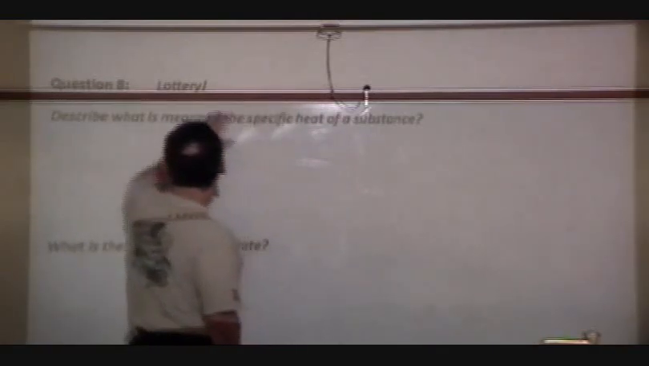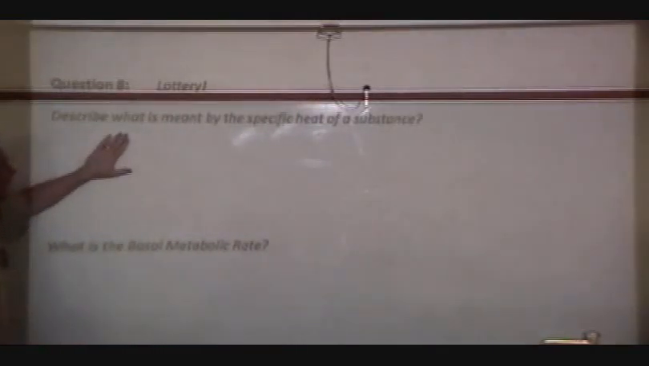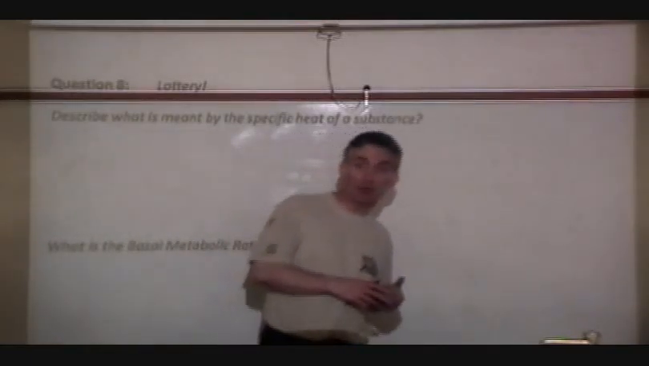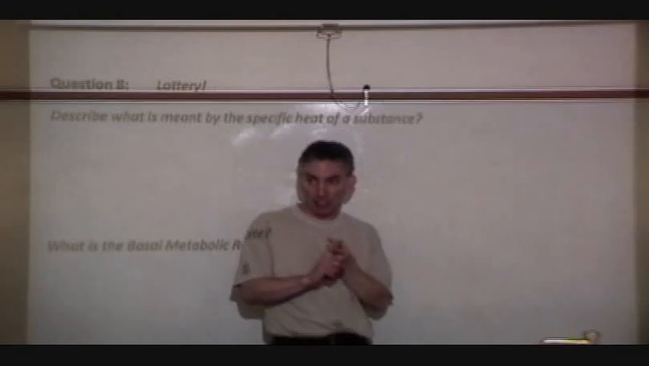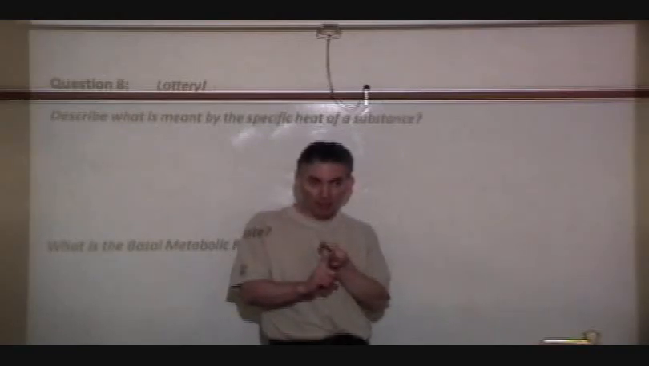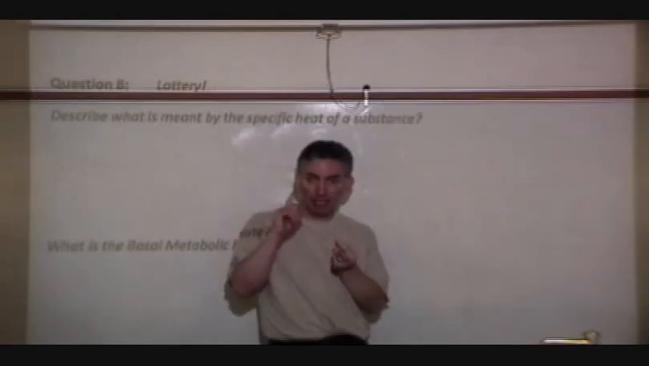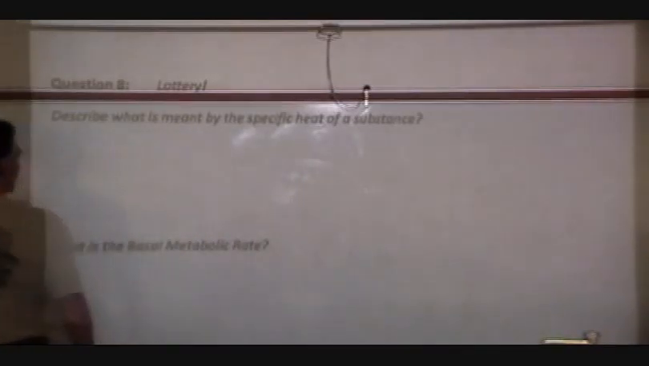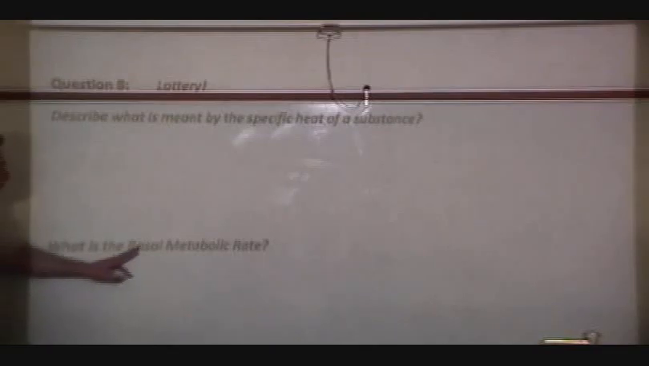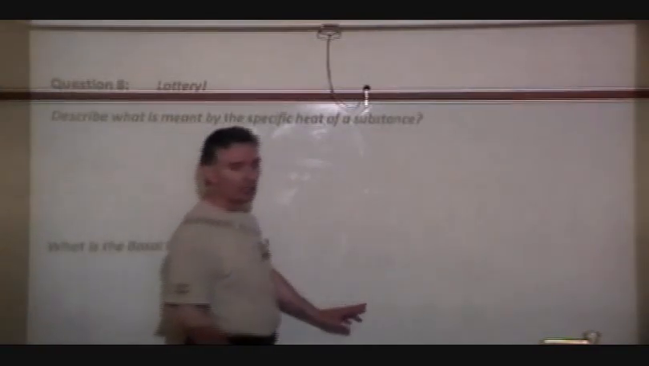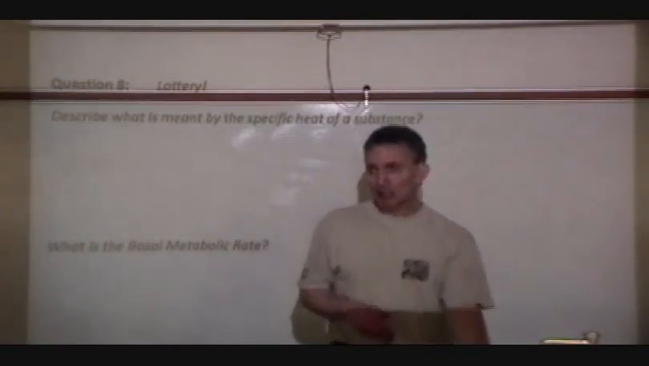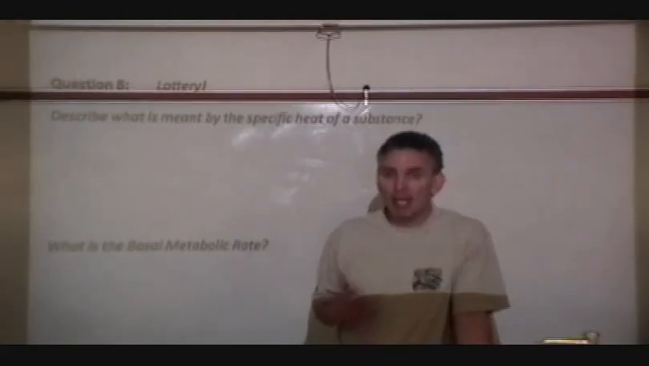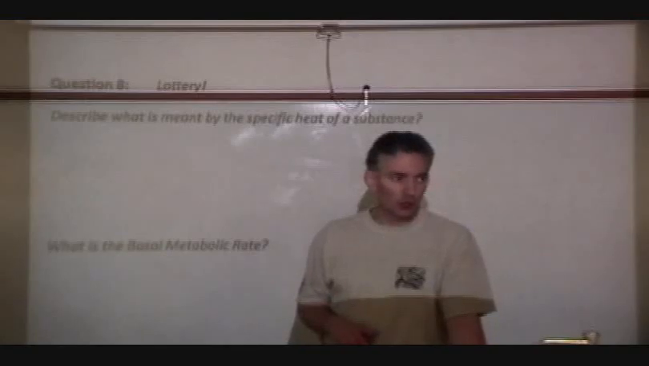So the first part of the random mix was describe what is meant by specific heat. We said the specific heat was the amount of energy for 1 gram of material to have its temperature raised by 1 degree Celsius. Next one, the basal metabolic rate. The energy being consumed by a body at rest. That minimum energy being used during the day.